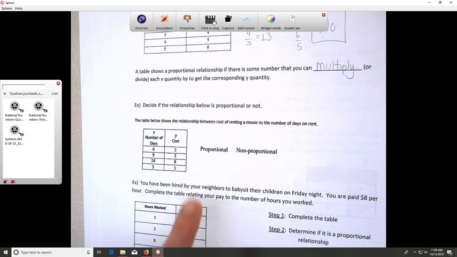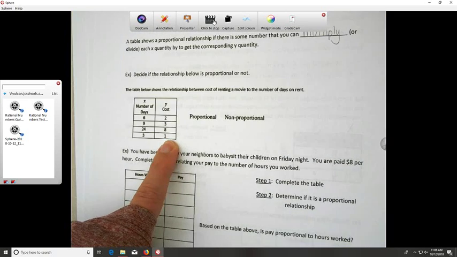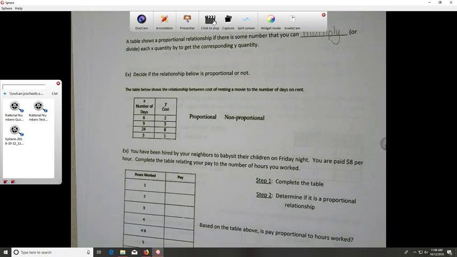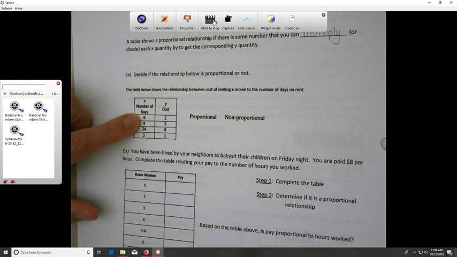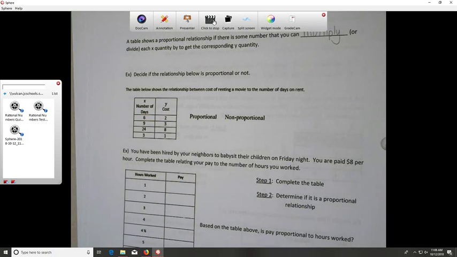All right, so if you take a second and look at this one, it says the table below shows the relationship between the cost of renting a movie and the number of days on rent. Take a second, look at that table and see if you can figure out, is there some number that you could multiply or divide by every time to go from the number of days to the cost?